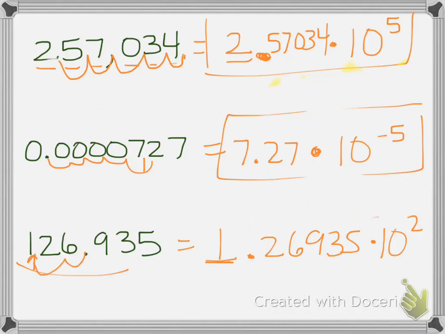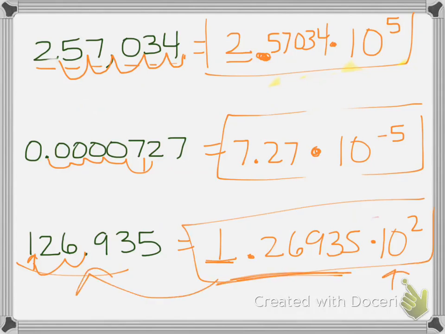Again, check your final answer. If you had to multiply this number by 100, would it look like that? 126.25. Would it look like that? Yes, it would. If it was a negative exponent, you know it wouldn't look like that. So just make sure you're using common sense and number sense to get these right.